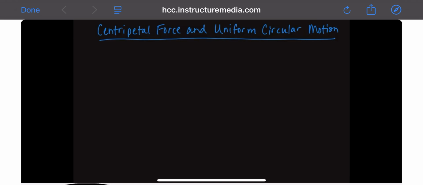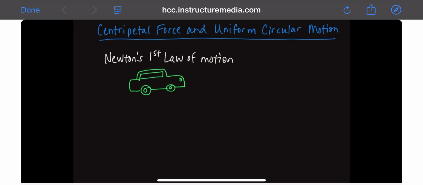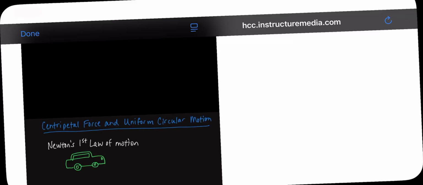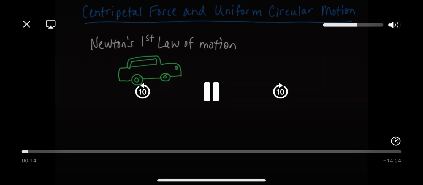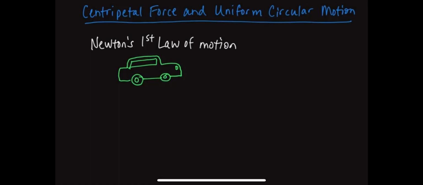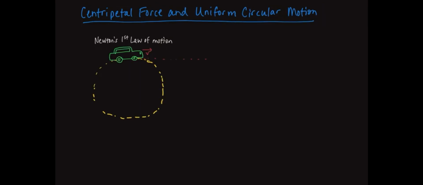This lab will be exploring centripetal force and uniform circular motion. Now recall Newton's first law of motion. It says that an object, such as this car that's at rest, tends to stay at rest, or if it's in motion, it tends to stay in motion at a constant speed and in a straight line unless a net force acts on it. So as this car is traveling along, if no force acts on it, it's going to follow a straight line path.